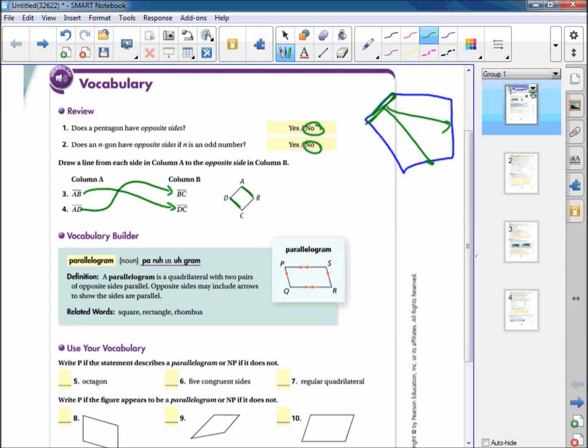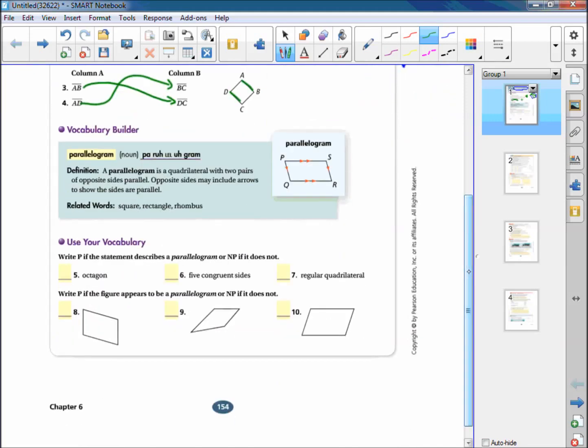All right, we have a vocabulary builder here. So parallelogram. A parallelogram is a quadrilateral with two pairs of opposite sides that are parallel. And opposite sides may include arrows to show the sides are parallel. So two pairs of opposite sides that are parallel to each other. That's all it is. Okay. Doesn't tell anything about the lengths of the sides. It doesn't tell anything about the angles compared to each other. So they don't have to be right, or they could all be right. It doesn't matter. Okay. All right. So we have related words: square, rectangle, and rhombus. And these are related because all of these are also parallelograms.